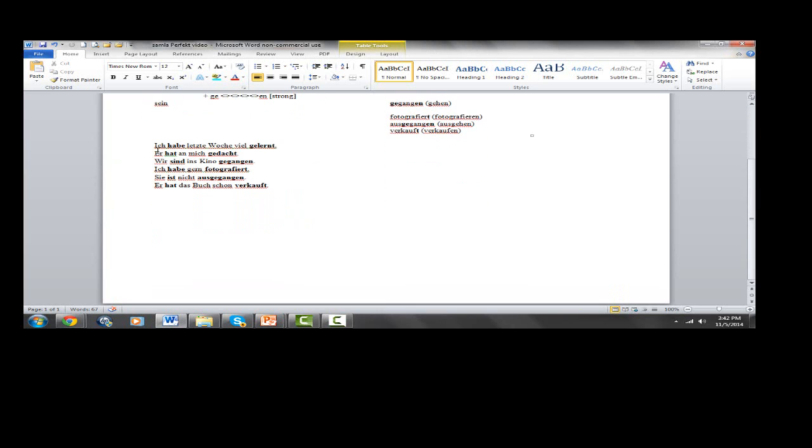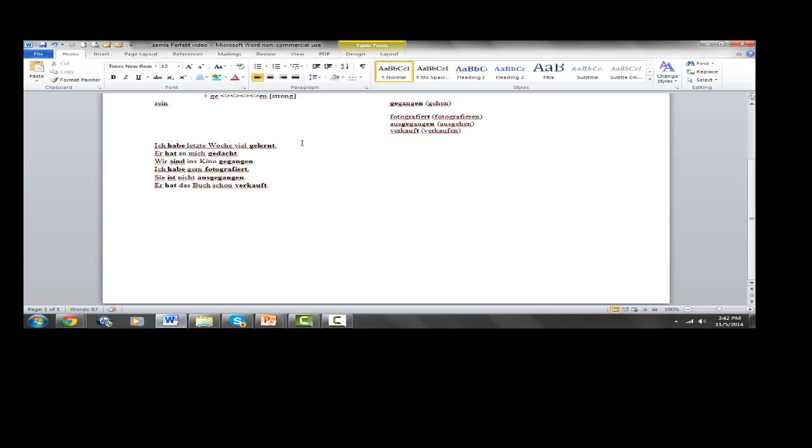Here are a few examples. In context, ich habe letzte Woche viel gelernt. Er hat an mich gedacht. Wir sind ins Kino gegangen. Ich habe gern fotografiert. Sie ist nicht ausgegangen. Er hat das Buch schon verkauft.